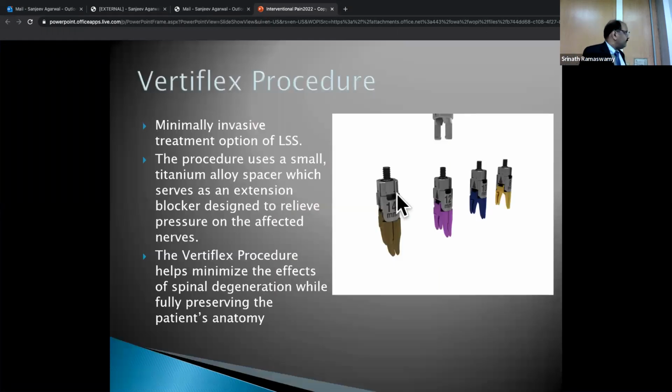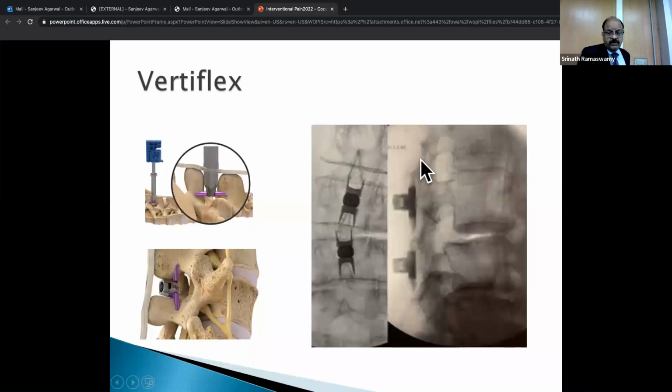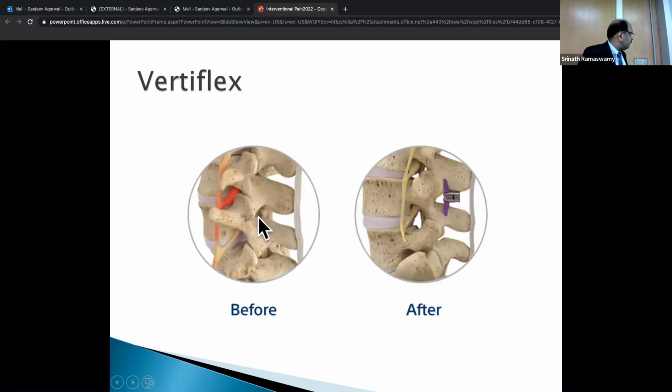Vertiflex is another minimally invasive procedure that is done for 1 or 2 levels of lumbar spinal stenosis. What you are doing is putting in an interspinous device. That is how it looks in the image. You are going into the interspinous space percutaneously, with a little bit of sedation and local anesthesia, and opening it up. So basically, it spaces the spinous processes and opens up the space. This diagrammatic representation may not be exactly true, but you can see the tightness in this area, and after putting the device in, the space opens up and takes the pressure off the nerve.